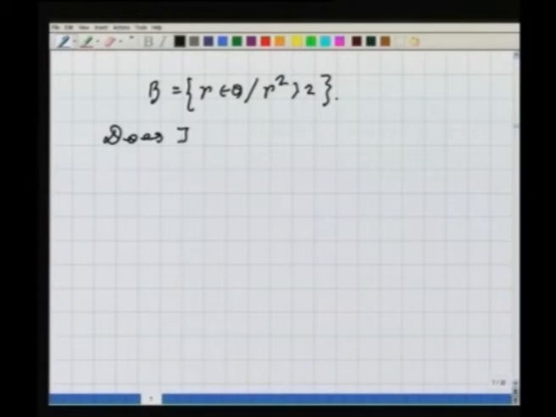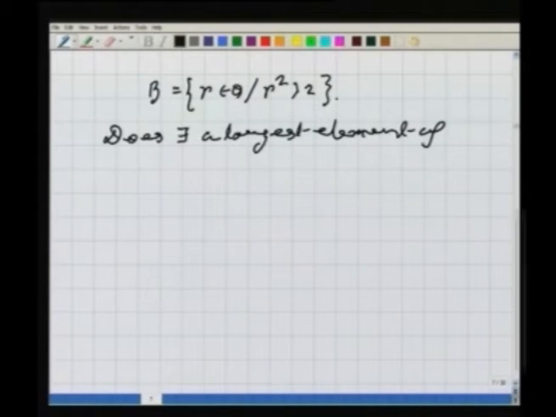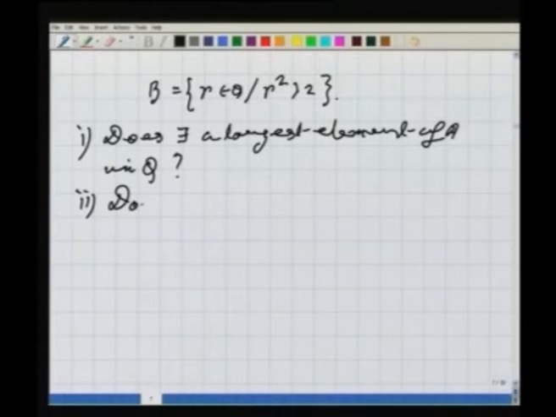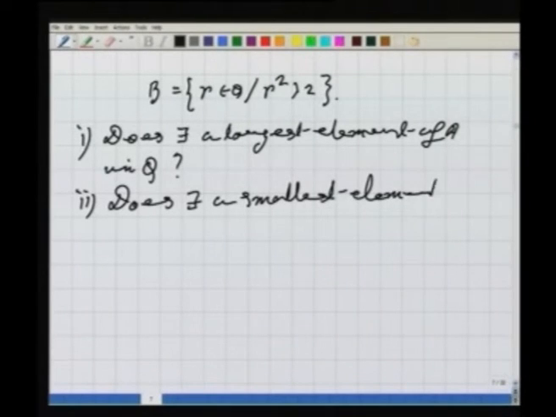does there exist a largest element of A in Q? I can also ask, does there exist a smallest element of B in Q?